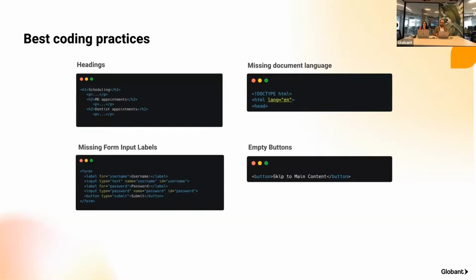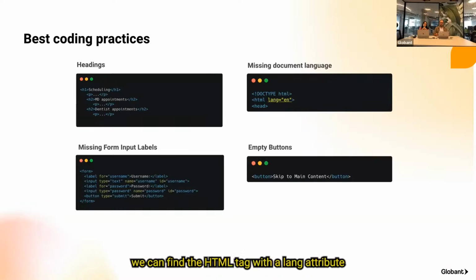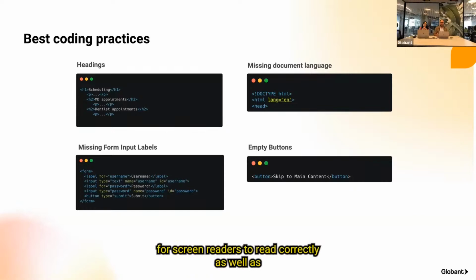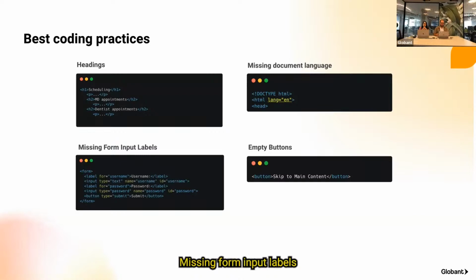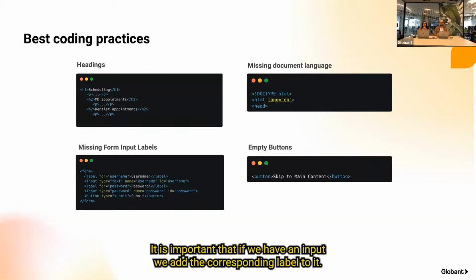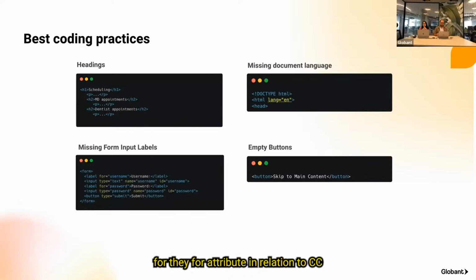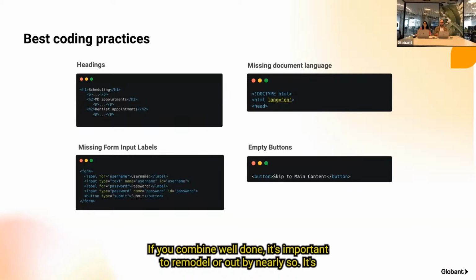In relation to missing document language, for example, in this HTML code, the HTML tag must have a lang attribute, which must be in the language of the site content for screen readers to read it correctly and with the correct pronunciation. With missing form or input labels, it is important that if we have an input, we add the correct label to it. For example, the input has the name username and the label is related through the for attribute to this input. And the empty buttons, for example, skip to main content. If you have an empty button, it is important to remove it or add a value to it.